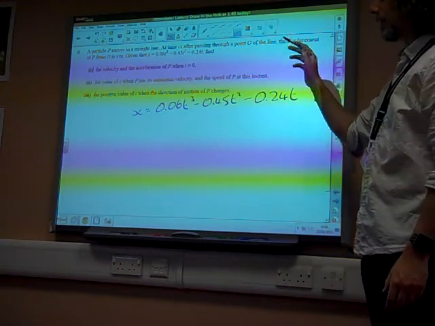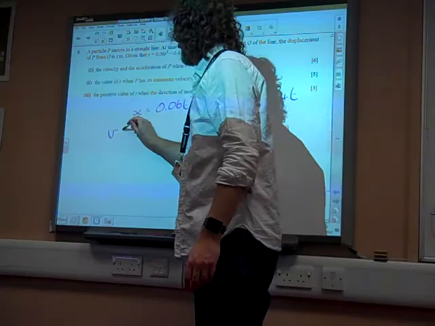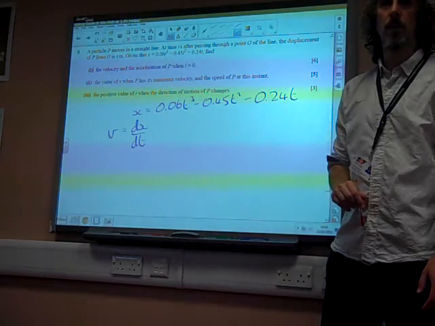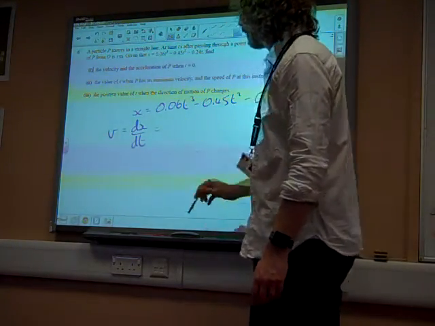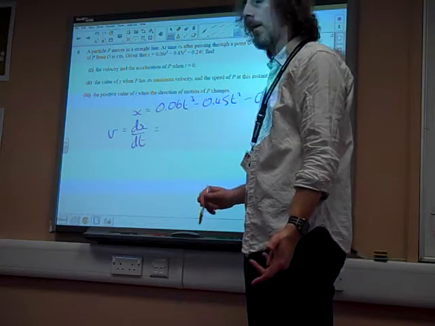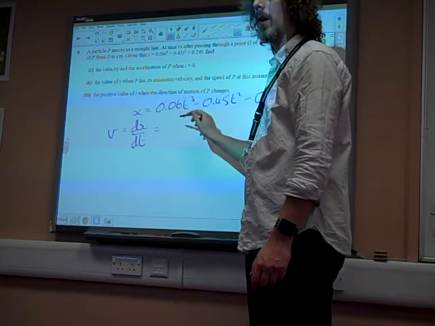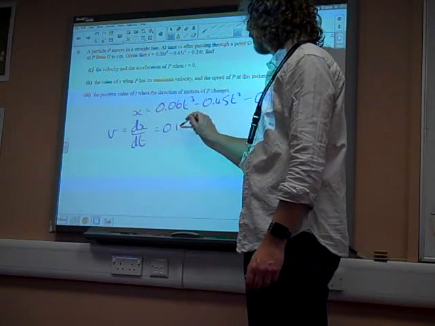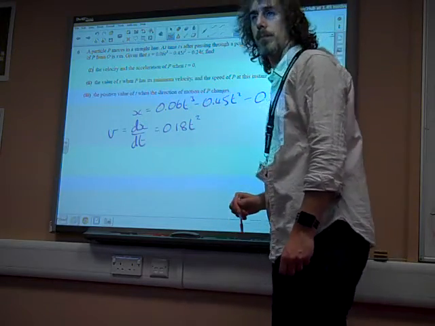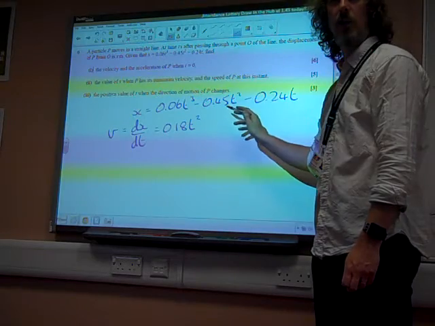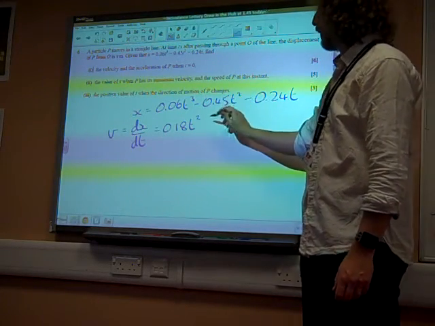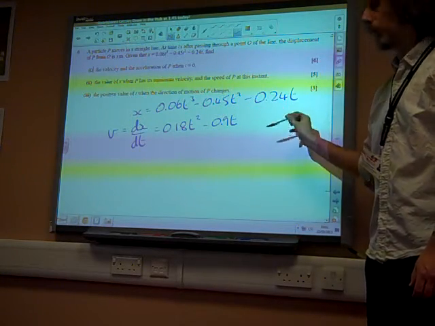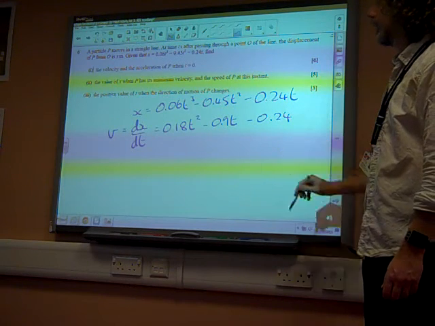If this is the displacement, then velocity is equal to dx by dt. We've just started doing some of this stuff, so we're getting practiced at it. Differentiate t cubed, and we get 3t squared, but we'll multiply this by 0.06, so that's 0.18t squared. Differentiate t squared, and you get 2t, but we've got 0.45 there, so minus 0.9t. Differentiate t, and you get 1, so we're left with minus 0.24 at the end.